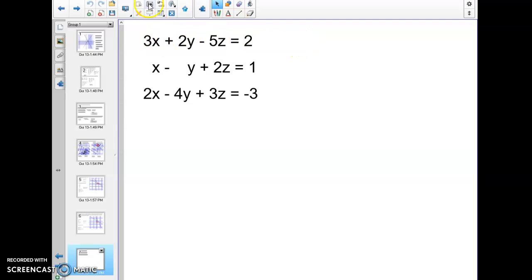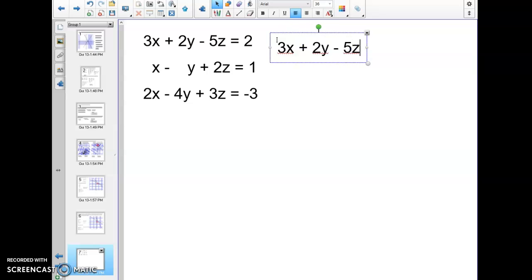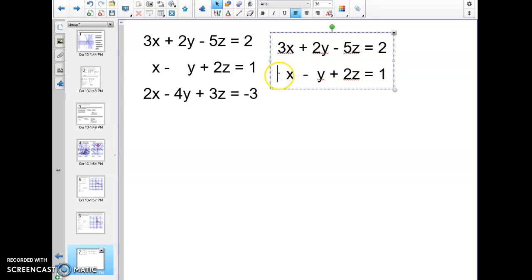So I'm going to take the top two equations and I'm going to type them over again. So they are, oops, not x, but 3x plus 2y minus 5z equals 2. And underneath that is going to be x minus y plus 2z equals 1. And I'm going to put parentheses around here and here. And I'm going to multiply by 2.